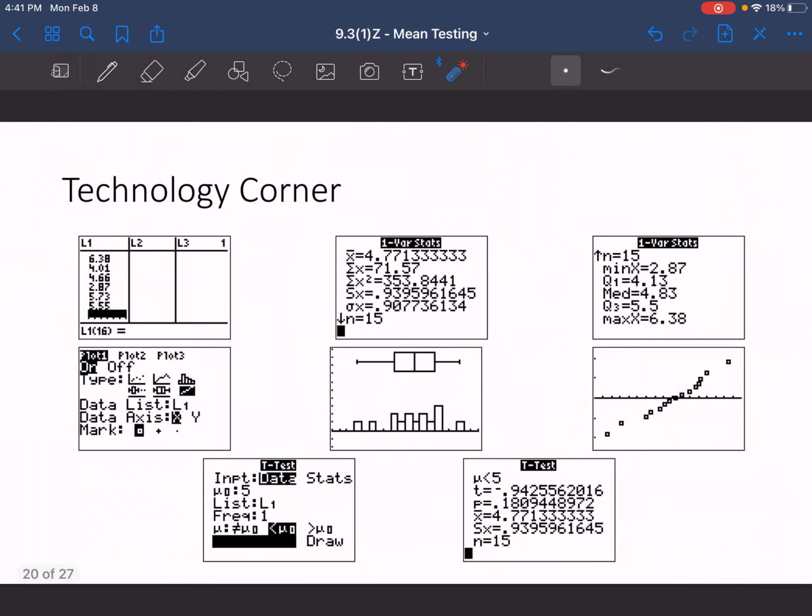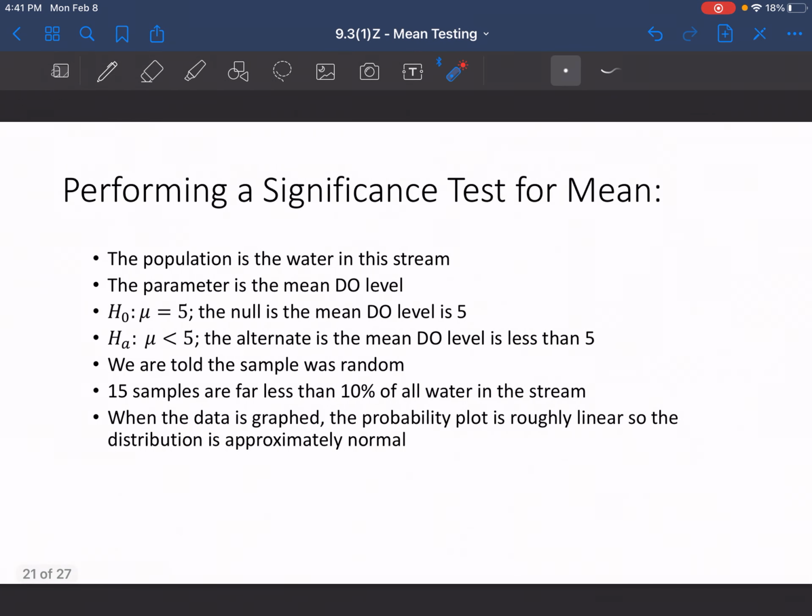So let's solve for that first. This is mostly the math, I'm going to come back to that. Again, we need to perform all four steps right here. First, we need to state. We need to state what the population parameter is, which is the mean DO level for the water in the stream. We then need to state our hypotheses.